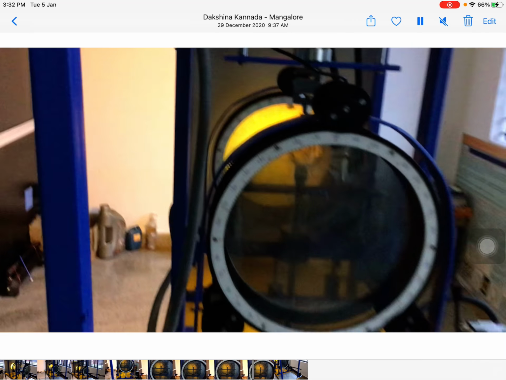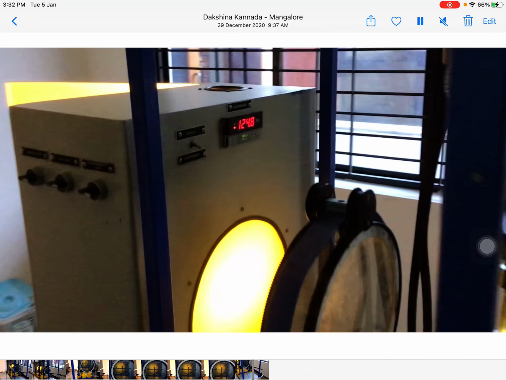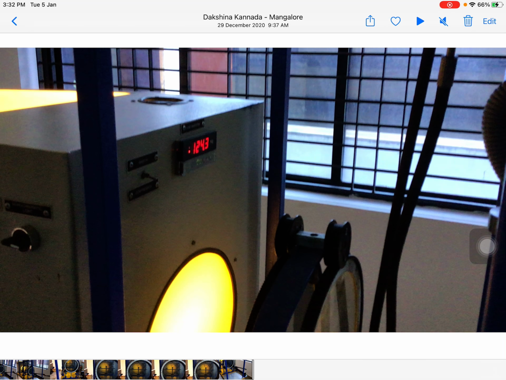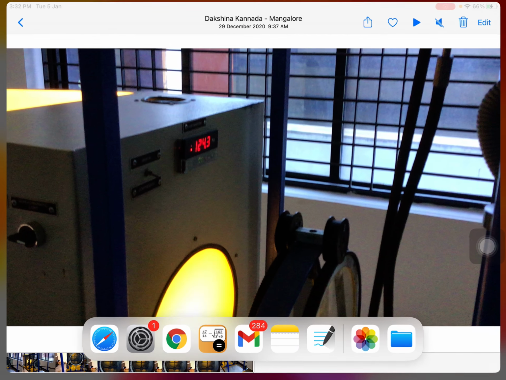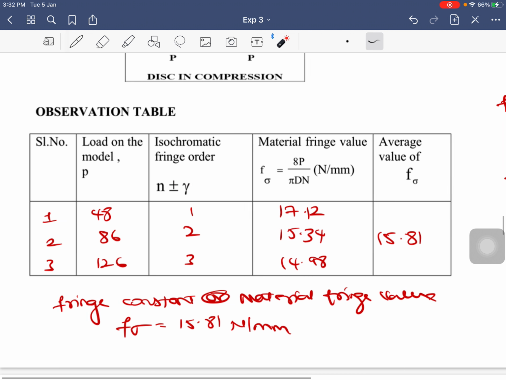Correspondingly, for that particular value, what is the load taken? You have to look at this particular reading here, which gives you the load taken. That has to be noted down. For the first order, second order and third order fringes, what is the load on the material? You will note it as 48, 86 and 126, as you have just seen.